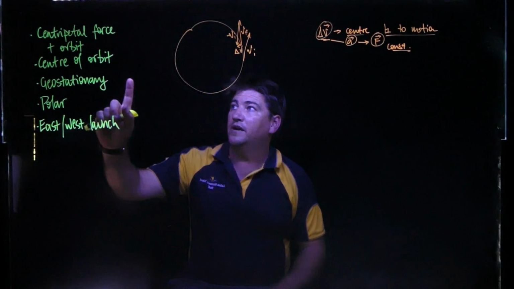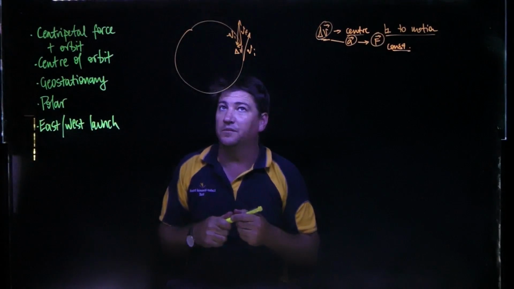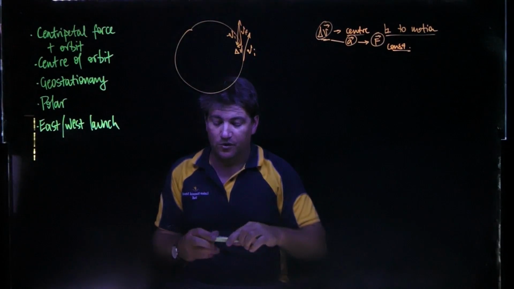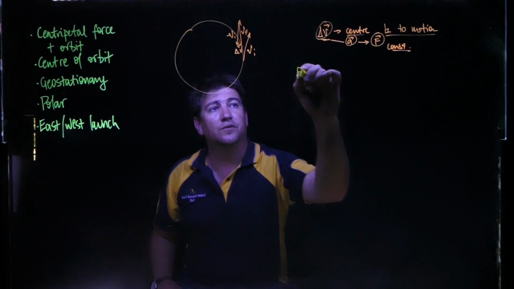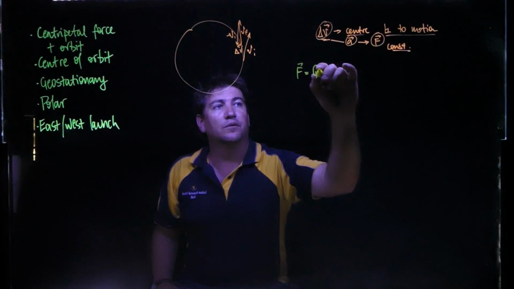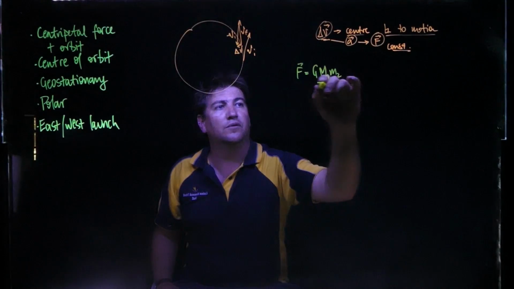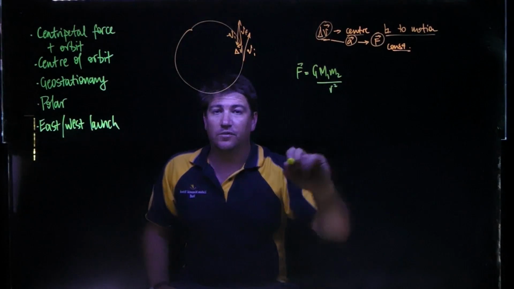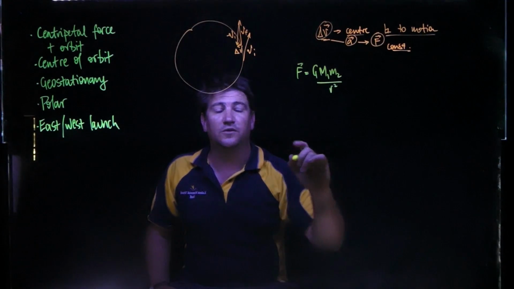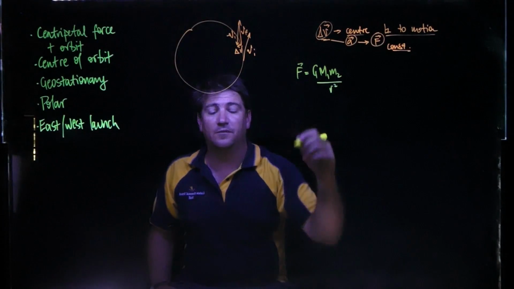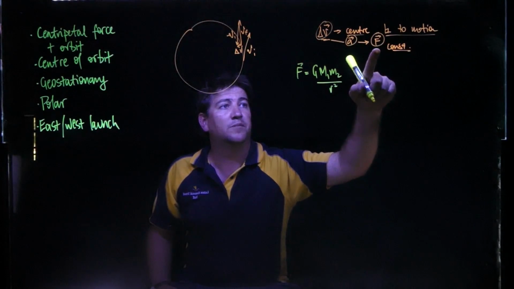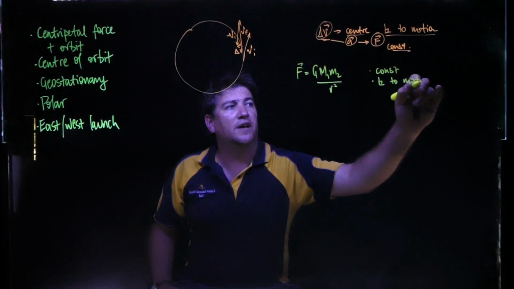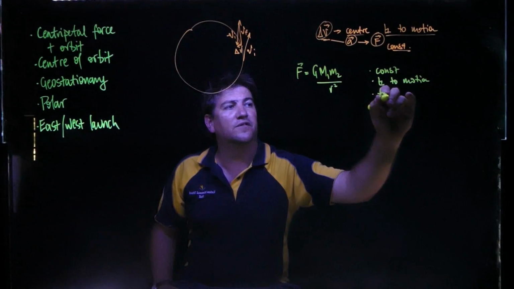So for a centripetal force causing something to go in orbit, let's imagine that this orbital path here is one of our satellites. We've always got this force. This force is governed by Newton's law of universal gravitation, m1 m2 on r squared. The radius doesn't change, the masses don't change, the gravitational constant doesn't change, the force doesn't change, which means that this force must be constant, must be perpendicular to motion, and it must also be towards the centre.